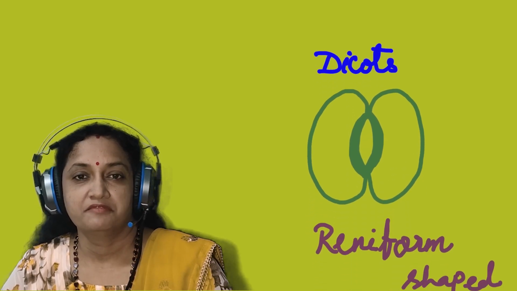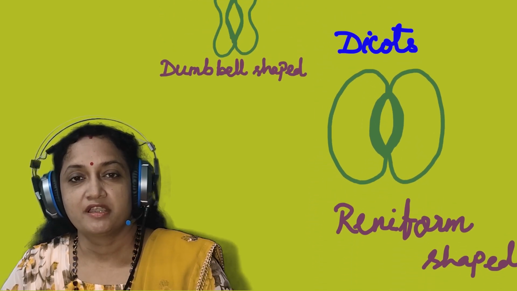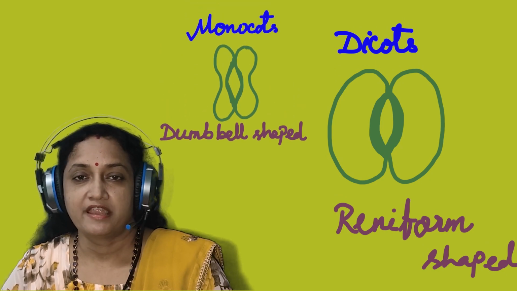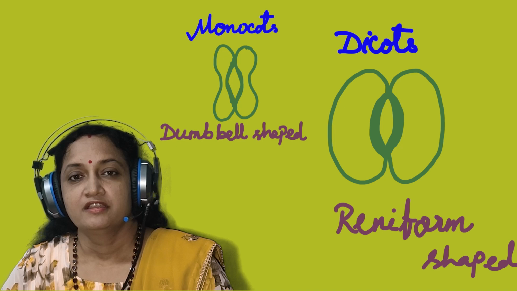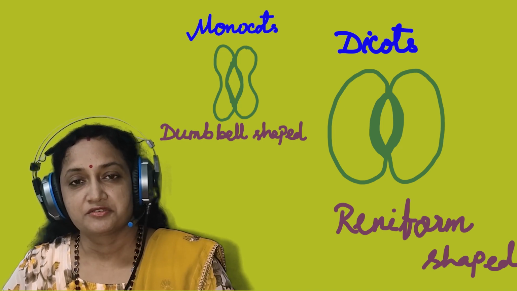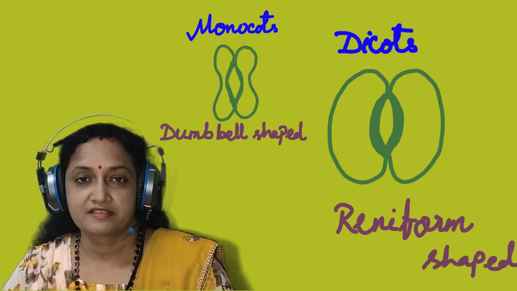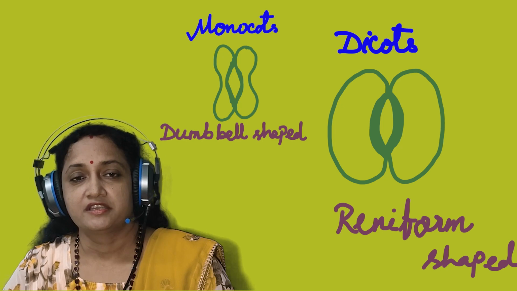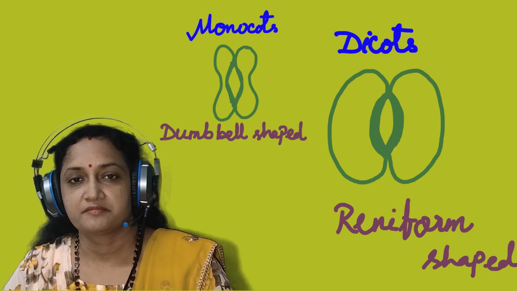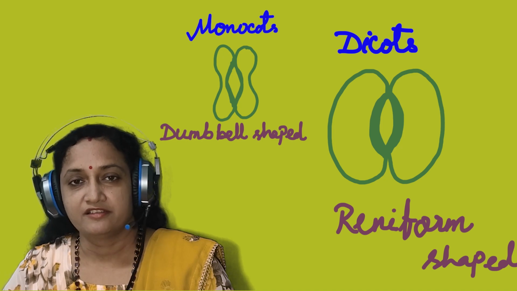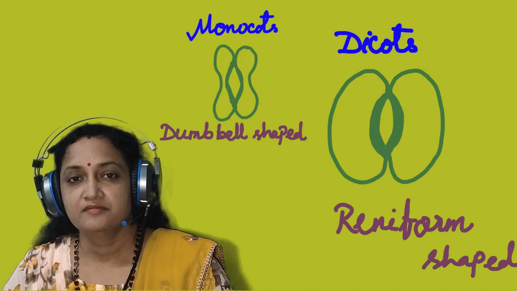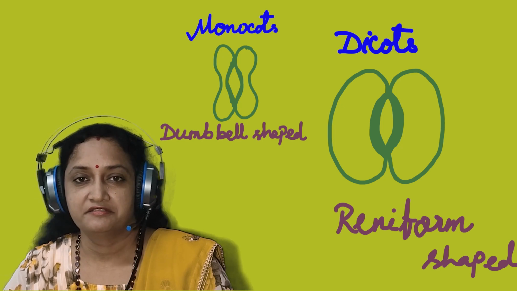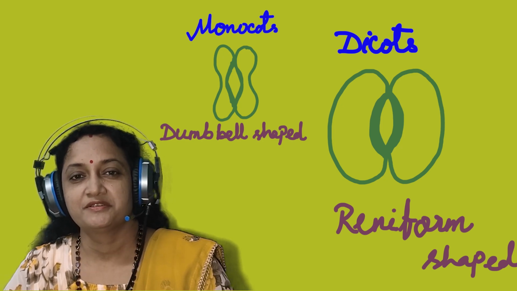In dicot plants, the stomata are located in the lower epidermis of the leaves, whereas in case of monocots, the stomata are located both in upper epidermis and lower epidermis of the leaves. In case of dicot leaf, the stomata which are surrounded by the guard cells are reniform shaped, but in case of monocots, the stomata surrounded by the guard cells are dumbbell shaped. As most of the plants are dicot plants, we learned to draw the diagram of the stomatal apparatus in a dicot leaf. Meet you in the next video. Thank you.